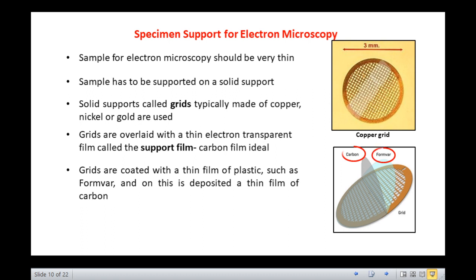Shortly before the particulate material is to be prepared for TEM examination, the grid is immersed in chloroform to dissolve away the film of plastic, leaving only the carbon film covering the grid. Once the specimen support is made, the specimen is prepared by different methods like staining, sectioning, shadow casting, negative staining, freeze fracturing, etc., about which we will talk in the coming slides.